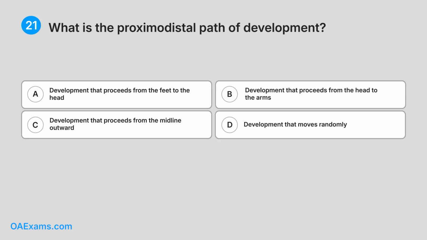21. What is the proximo-distal path of development? A. Development that proceeds from the feet to the head. B. Development that proceeds from the head to the arms. C. Development that proceeds from the midline outward. D. Development that moves randomly. What do you think is the answer?